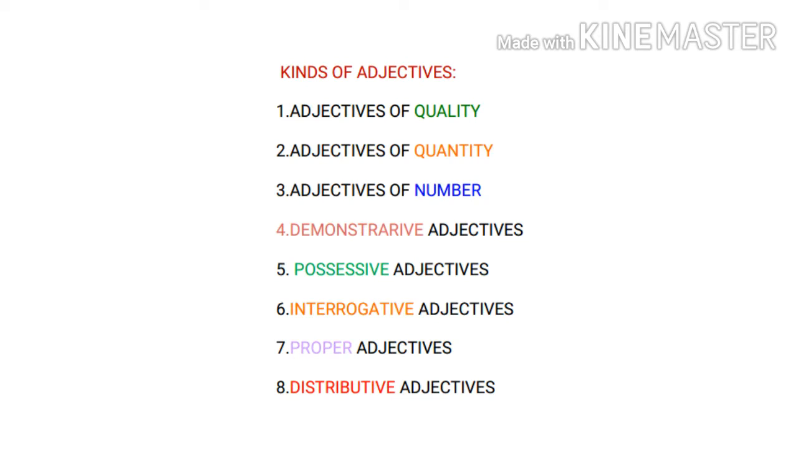Adjectives are classified into different categories depending on their nature and function. We shall learn some important types of adjectives. They are adjectives of quality, adjectives of quantity, adjectives of number, demonstrative adjectives, possessive adjectives, interrogative adjectives, proper adjectives, and distributive adjectives. Apart from this, we shall also learn participial adjectives in this class. Okay friends, let's start.